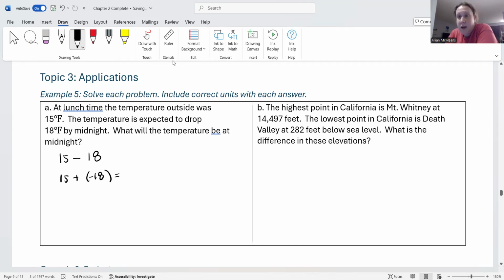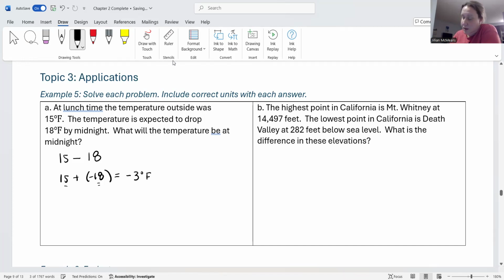Okay. Now we're adding two numbers that have different signs. So that would tell me to subtract. 18 minus 15 is 3. And I have to ask myself, what do I have more of, positive or negative? I have 15 positives, but I have 18 negatives. So that tells me that negative is going to carry over into my final answer. So we would say the final temperature is negative 3 degrees.